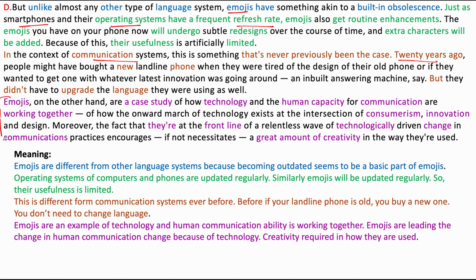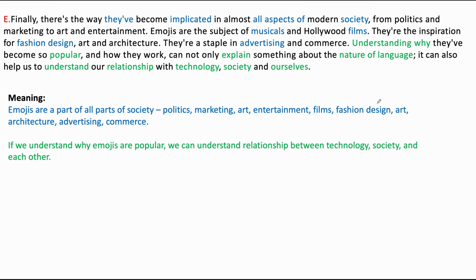The last paragraph says that emojis are an example of how technology and human communication work together, showing how technology is changing the way we communicate. Section E says that emojis are seen in almost every part of modern society, from politics and marketing to art and entertainment. Finally, it says that understanding why emojis are so popular helps us understand our relationship with technology, society, and each other.